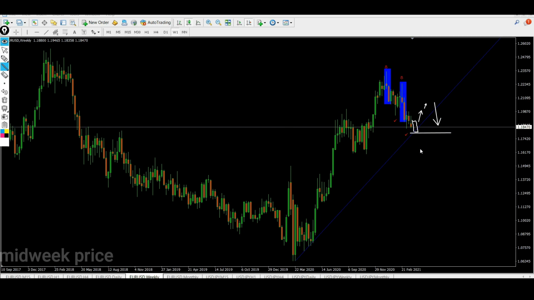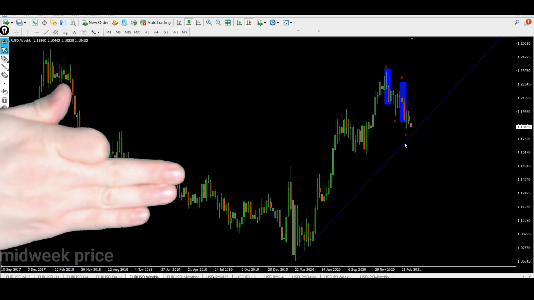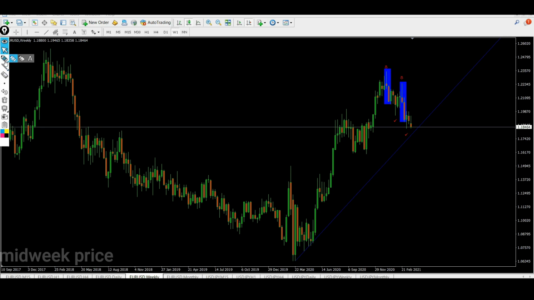Okay, so one last thing I want to add here is that a possible area that price could form that strong long trade up, which is in line with our medium-term bias, is this level right here. So this trend line from this pivot to this pivot.